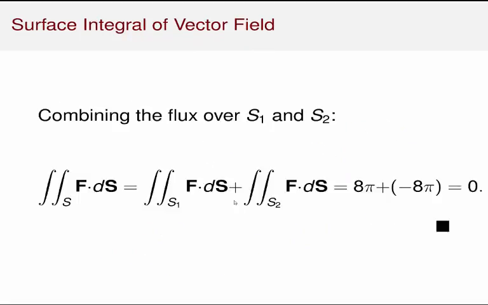Finally, by adding up the surface integral across S1 and S2, we arrive at the final answer for the surface integral across S. Here, the final answer is actually 0, which means the total flux across the entire surface S is actually 0.